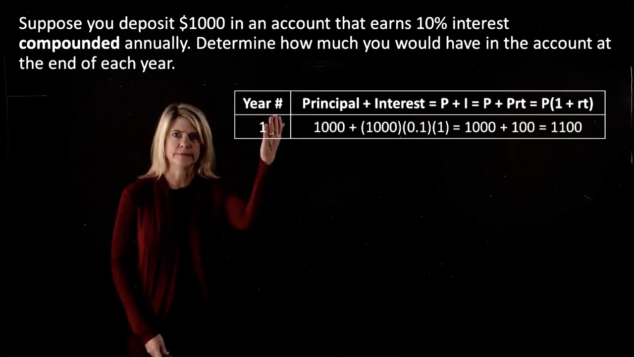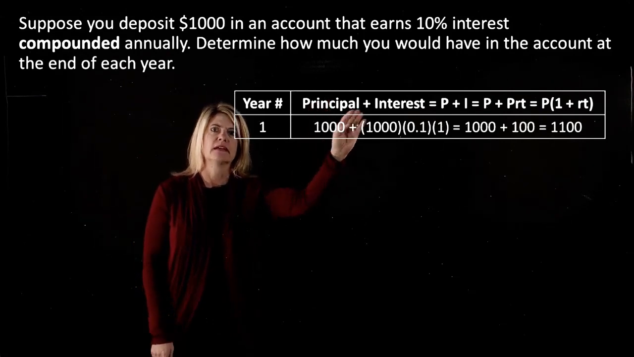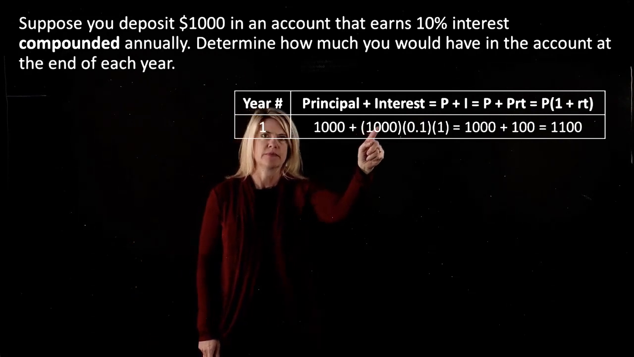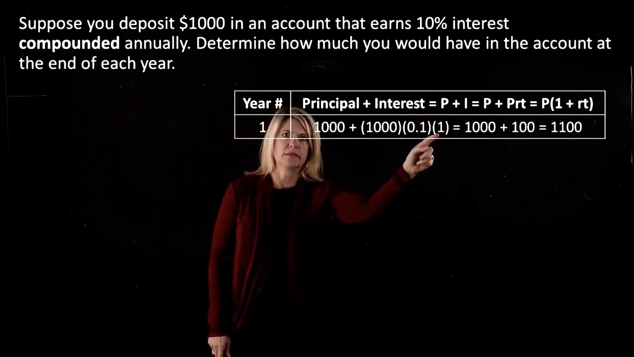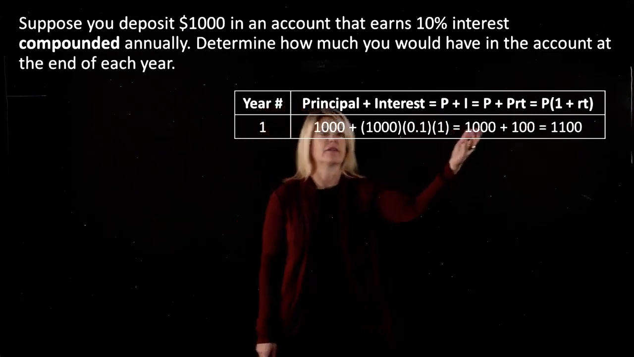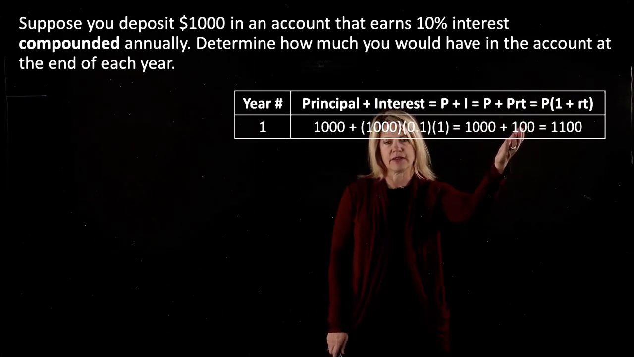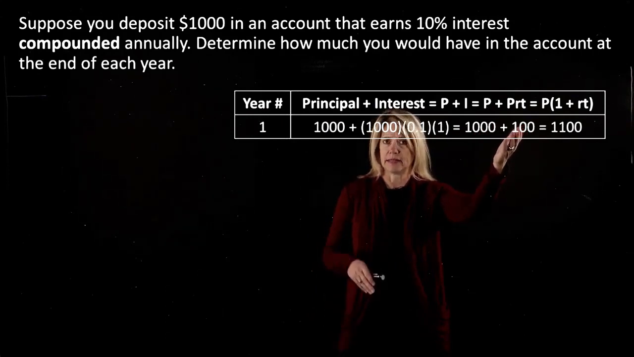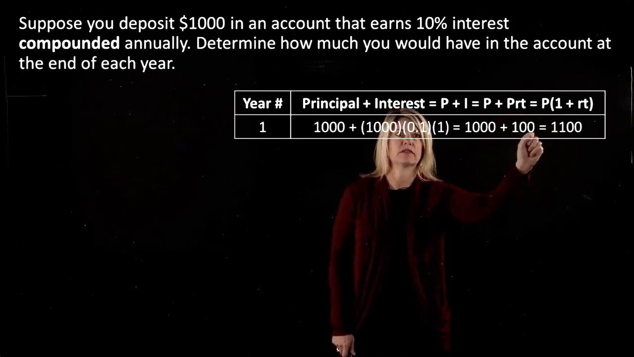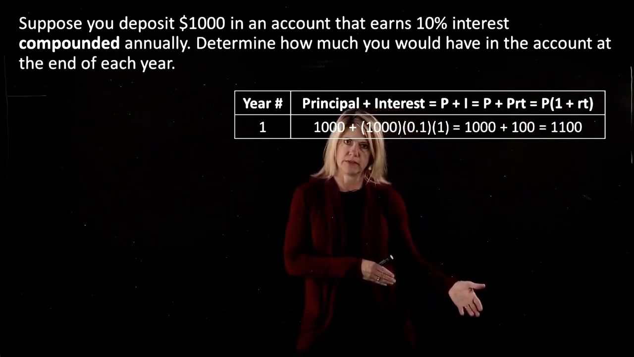In year one, if you deposit $1,000, that's going to be your principal. And the interest, from simple interest last time, remember, is the principal times the rate times the time. So at 10% interest for 1 year, we would have the $1,000 that we deposited, and we would earn $100 off of that principal at the end of the year. So at the end of the year, in that account, we would have $1,100. The 1,000 that we deposited, plus the 100 that we earned in interest.